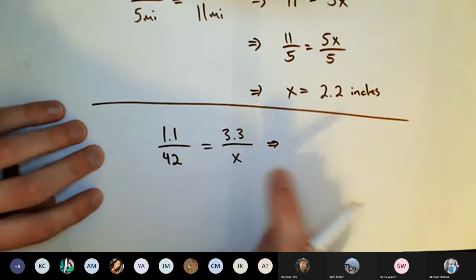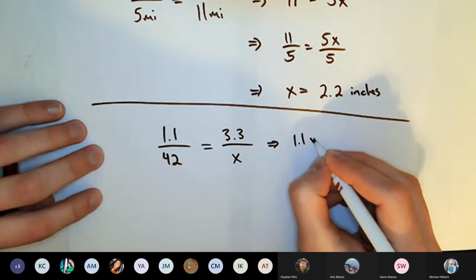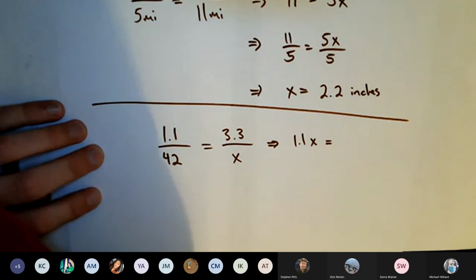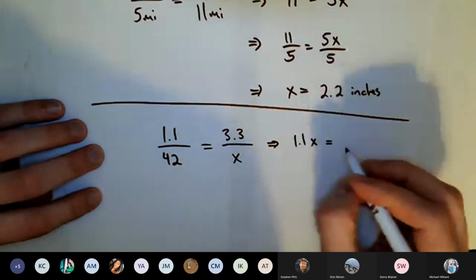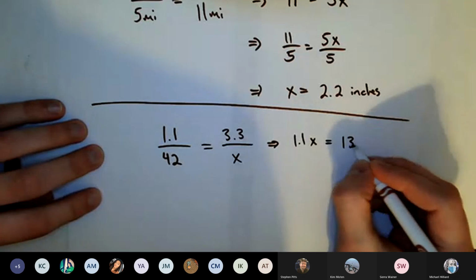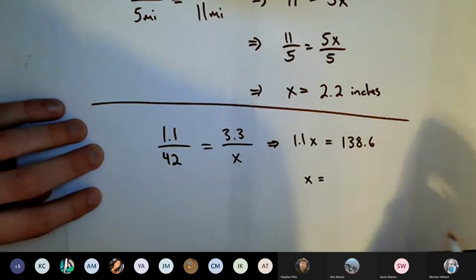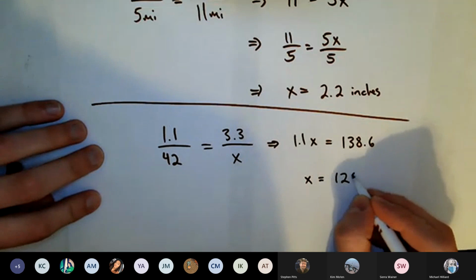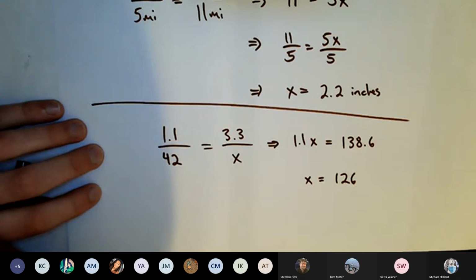Cross multiplying here, 1.1 times x is just 1.1x. 3.3 times 42, I'm just going to ask the calculator to do that for me, and it's giving me 138.6. Then finally, the last step is to divide both sides by 1.1. Again, I'll ask the calculator, and it's giving me 126.